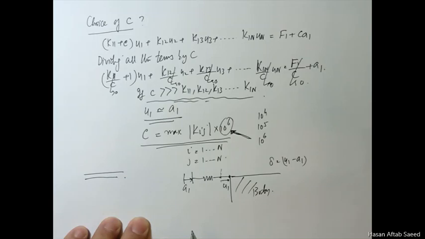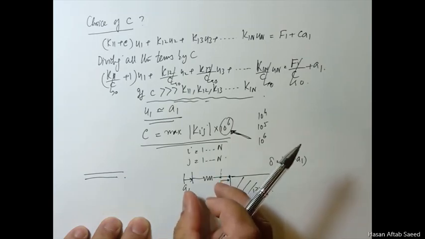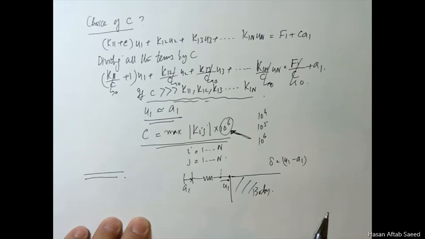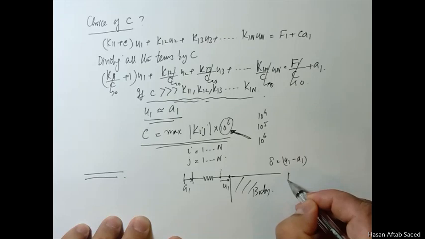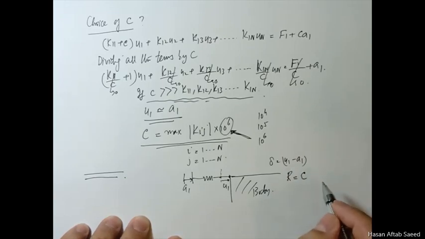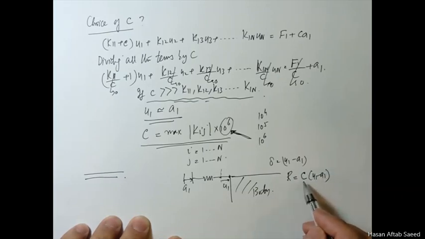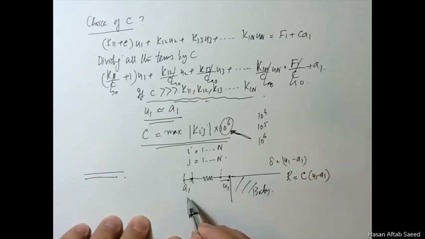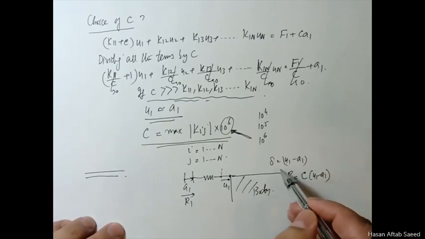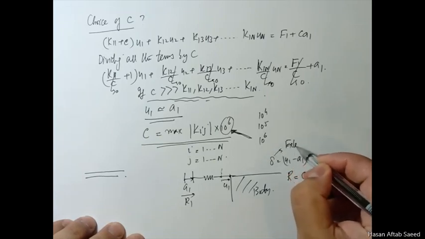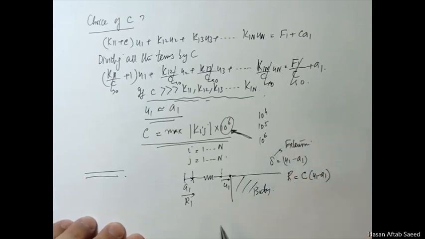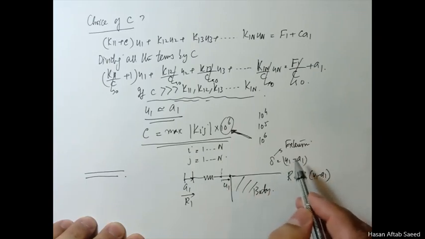Now if this is the case, then it's very easy to see that this is actually compression. So if it is being compressed, then the force that is applied at this point, the reaction force, is equal to C multiplied by U1 minus A1. But this force, if we look at it at this point, this R1, this is actually extension. But in this case, because U1 is less than A1, it will become negative.